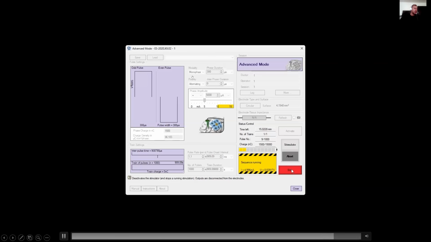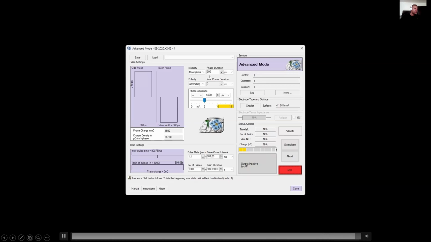So here the stimulation settings are a bit different. Here we have monophasic and alternating stimulation with 300 microseconds, and here 5 milliamperes. So you can see that the charge density for this electrode is not a problem.